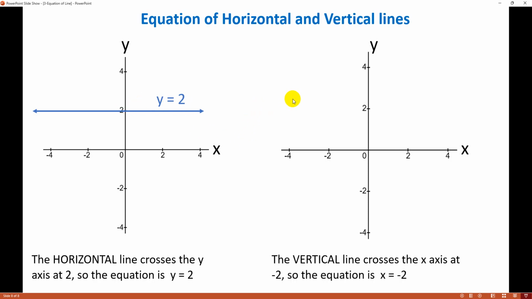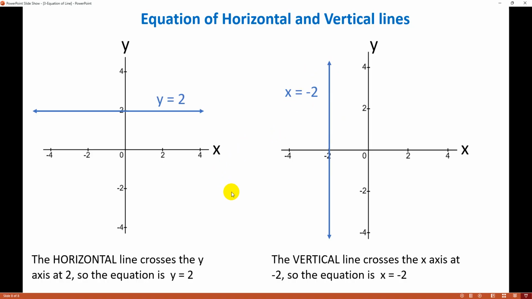Now, if it's a vertical line, let's see, this vertical line crosses the x-axis at negative 2. So we call it x equals negative 2 because it crosses the x-axis at the point negative 2. And again, why is x equals negative 2? Because every coordinate in this line will have a value of x equals negative 2. The y's will change, but the x will always be negative 2. That's why it's labeled like that.